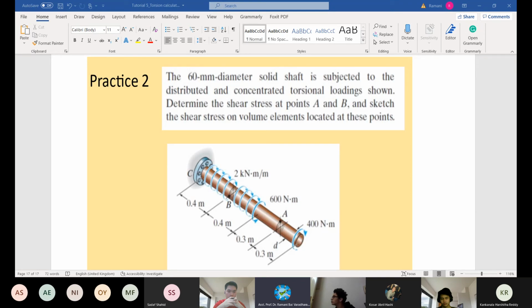One minute, it is still loading. Okay, I've lost it already. You check in your class posting for the video of the calculation we did just now.